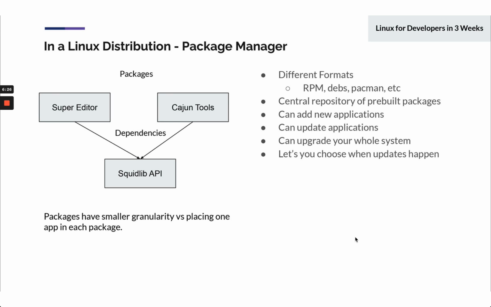So sometimes people pick distributions just because they like the package manager that they use in there. Even if they don't like the desktop environment, they can go in and change that out later. And so the package manager, there's several components that are included with it. They'll have files that represent each package. For Red Hat Fedora type distributions, they'll use RPMs. For Ubuntu Debian-based distributions, they use DEB files. Arch Linux uses something called Pacman. They have different ways of doing it.